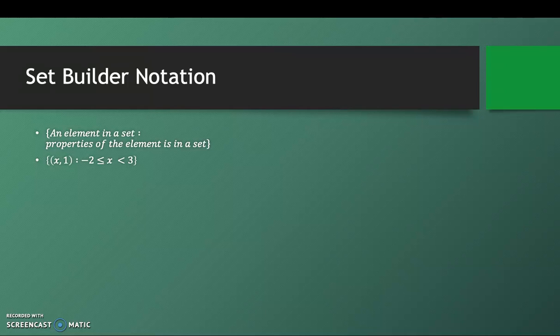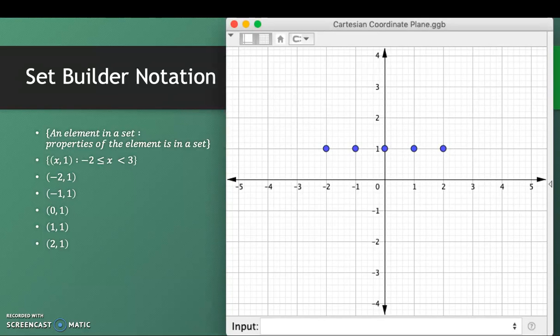So our set of points would be (negative 2, 1), (negative 1, 1), (0, 1), (1, 1), and (2, 1), which we plot on a Cartesian coordinate plane that looks like this. As you noted, we do not have (3, 1), because 3 is not included.